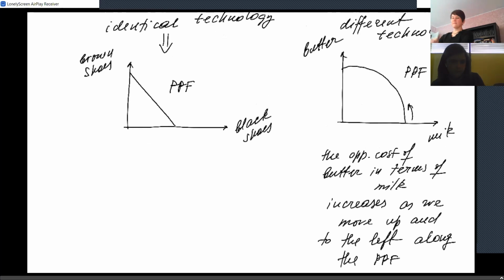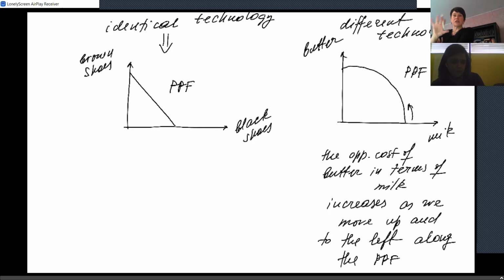Okay. This is what a difference in technology does. It changes the shape of the PPF and it changes the proportion, how much milk we're going to lose if we keep gaining 10 pounds of butter. Okay. Right.